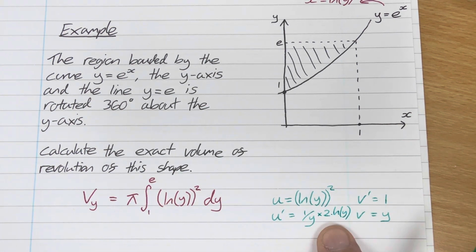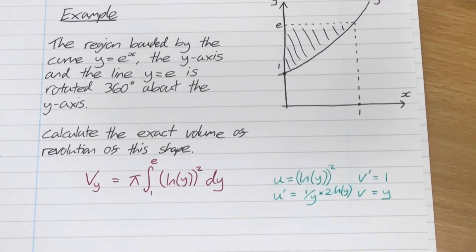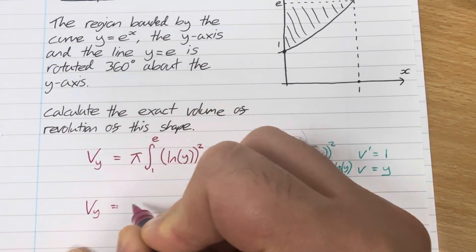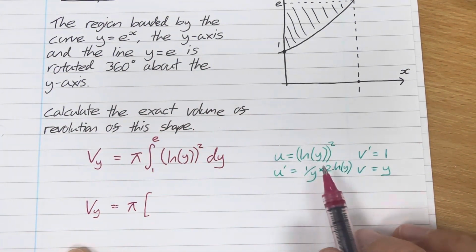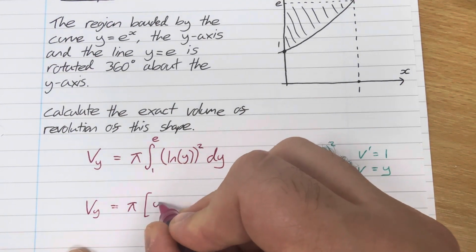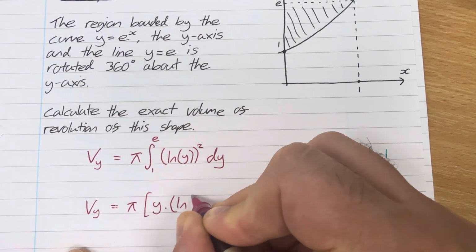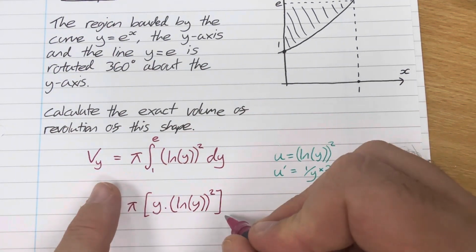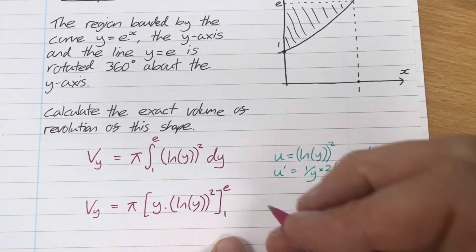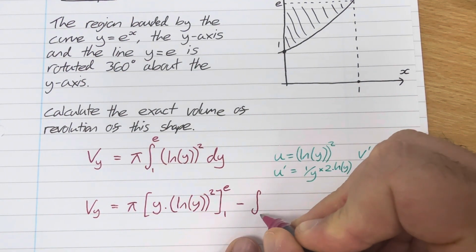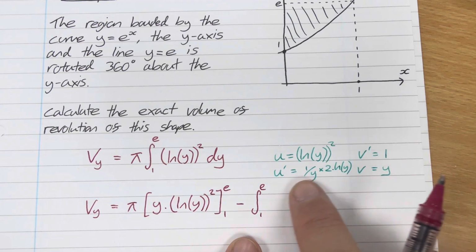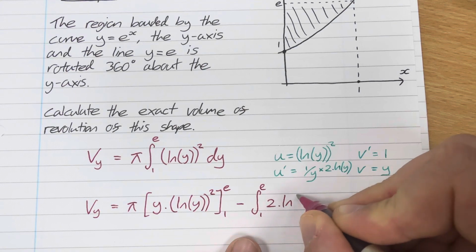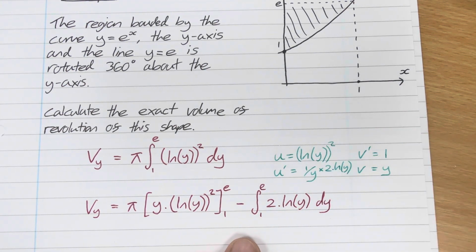Now if we plug those four pieces into our integration by parts formula, then we get that the volume about the y-axis is equal to pi into uv, so that's y times log y squared, between our limits of 1 and e, subtract the integral between 1 and e of v u prime. So the y and the 1 over y are going to cancel, and that's going to leave us with 2 times the natural log of y dy.